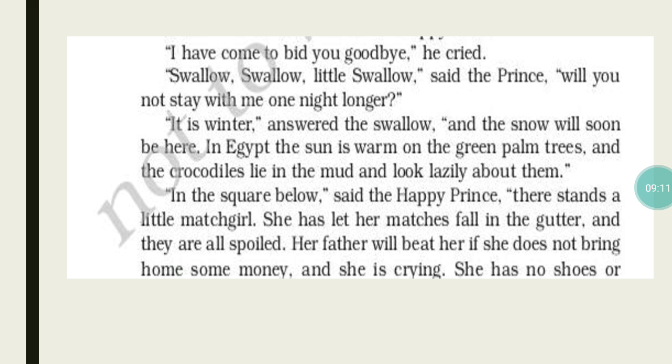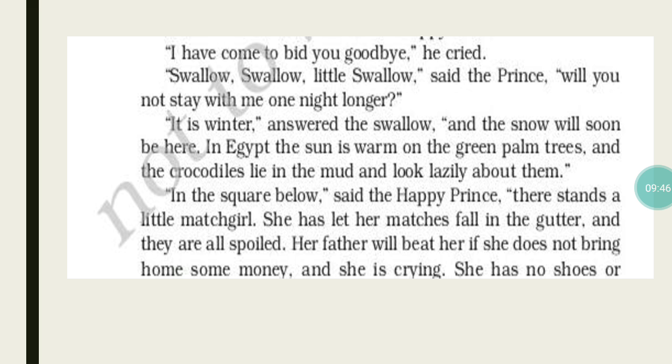So the weather in Egypt was warm, and even the crocodiles lay on the mud lazily there. Children, as you know, birds migrate to warm countries in order to escape from the harsh climate. So here also the little swallow wants to escape from the harsh climate. So it's winter, and he wanted to go to Egypt. In Egypt, the sun is warm on the green palm trees, and even the crocodiles lay on the mud lazily there. So he told him to let him go to Egypt.